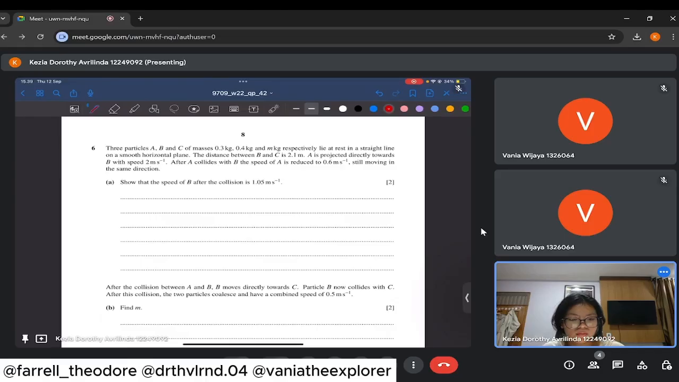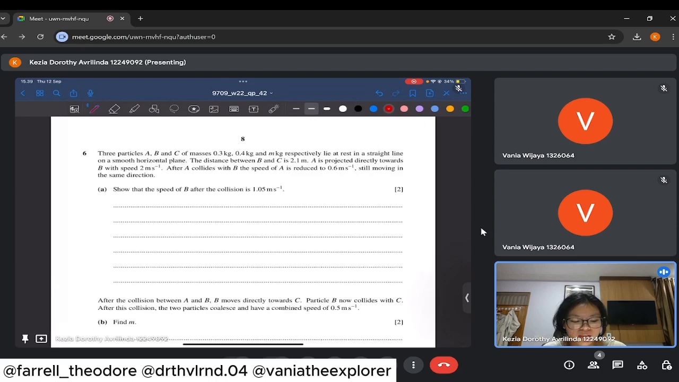Okay, now we're going to go over question 6. Three particles A, B, and C of masses 0.3 kg, 0.4 kg, and m kg respectively lie at rest in a straight line on a smooth horizontal plane. The distance between B and C is 2.1 meters. A is projected directly towards B with a speed of 2 meters per second. After A collides with B, the speed of A is reduced to 0.6 meters per second, still moving in the same direction. Question A asks us to show that the speed of B after the collision is 1.05 meters per second. So first, let's draw a diagram.